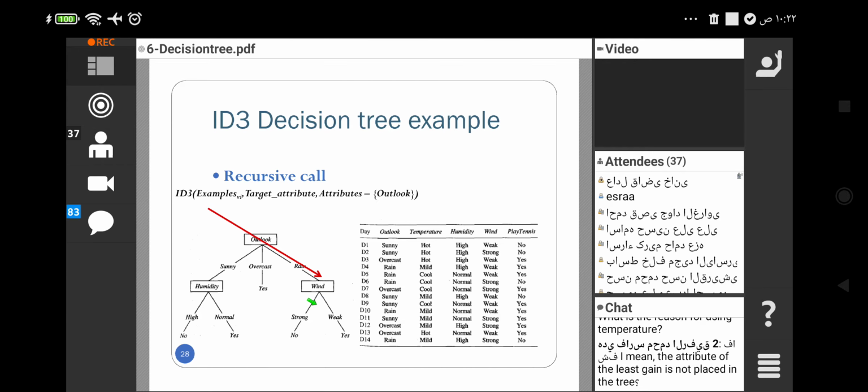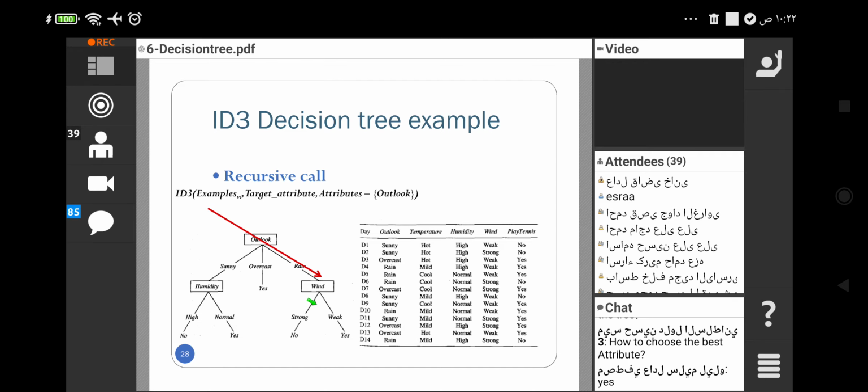Okay, Mr. Mustafa, you ask what is the reason for using temperature? It's in our data, you know. Our data has four features, and we have temperature in our data. But it wasn't used in the tree. It is a feature, though. If, for example, our data was different, maybe temperature would have been used.